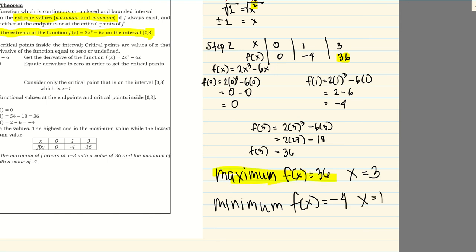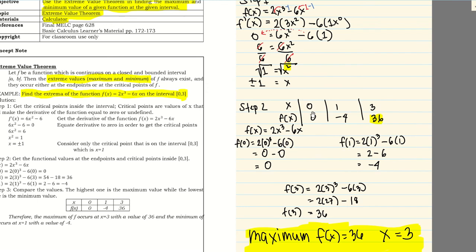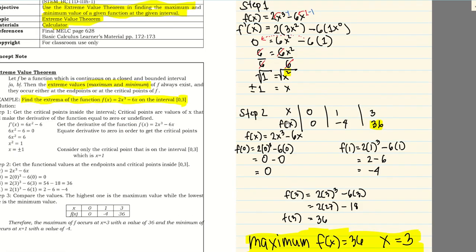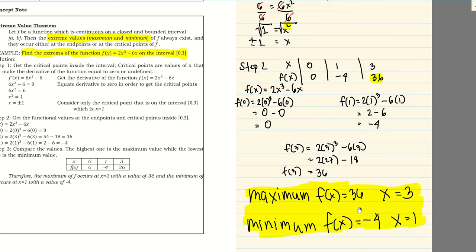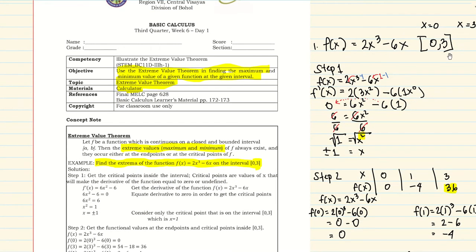So that is our answer, guys. That's how to answer how to get the extreme values. All right, so have you learned from this example? It's very easy. Step 1, you derive the function, and then step 2, you make this box first, which is optional, but you can have it to make it more sensible. Then you find which has the greatest number and the lowest number. That's it. That's how to get the day 1 of basic calculus.